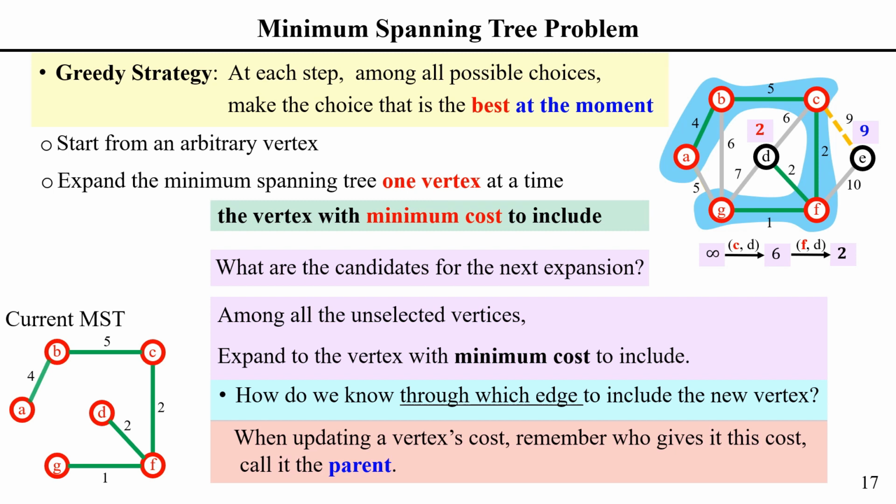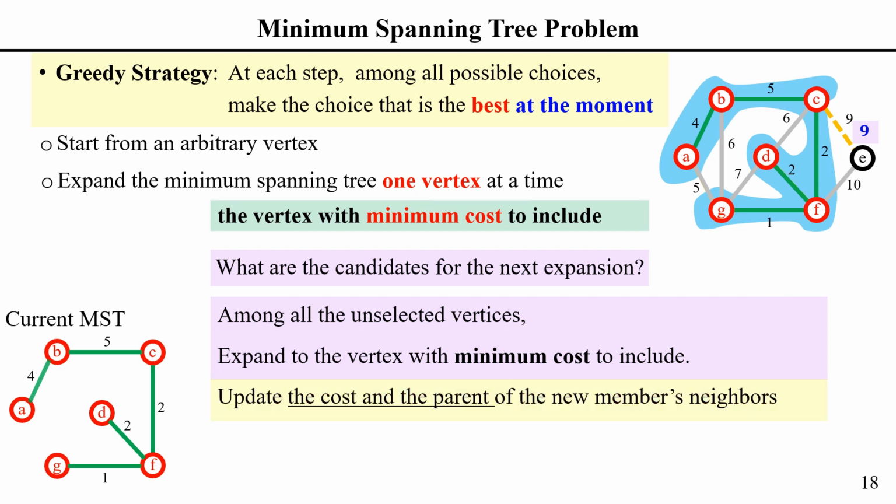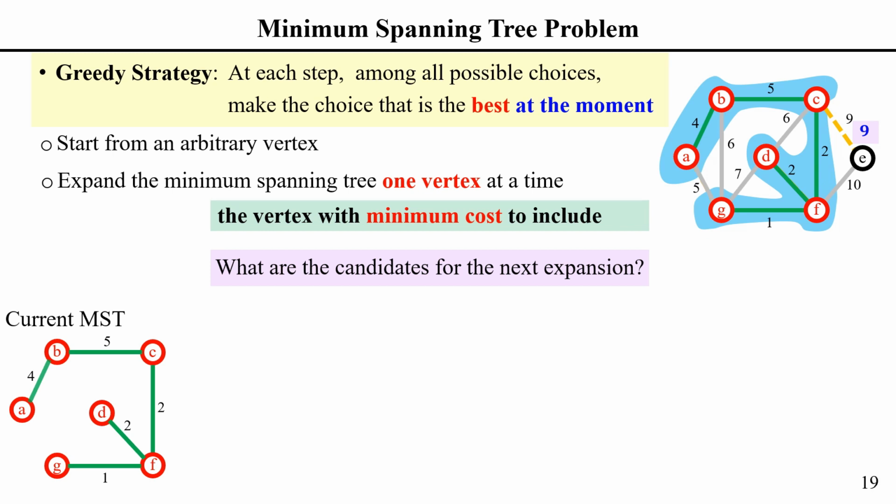Now with this parent information, when we are about to add D to the current minimum spanning tree, we know it is through the edge of D and D's parent at that time. So that's why we expand to D through the edge FD. So actually, after the expansion to the new vertex, we need to update both the cost and the parent of the neighbors if needed. In this case, since these neighbors are already in the minimum spanning tree, no updates for them. Okay, let's go for the last round.